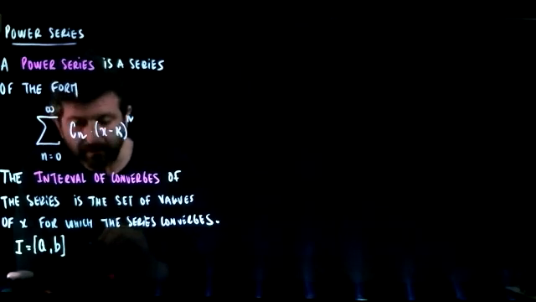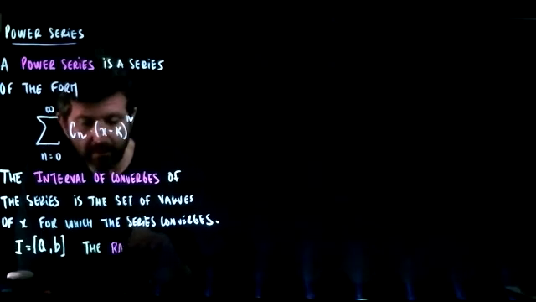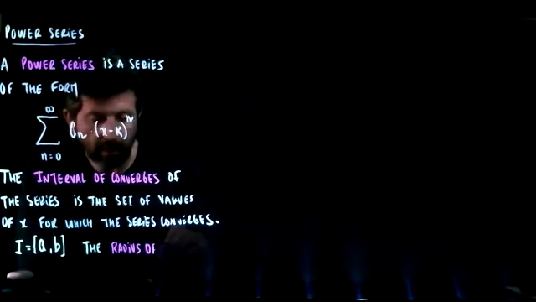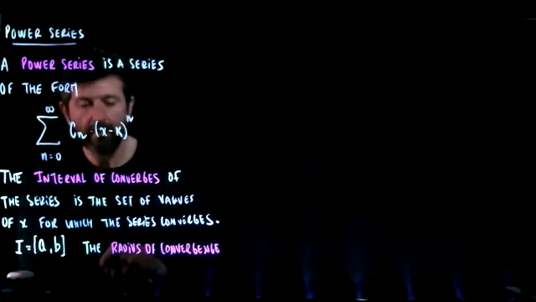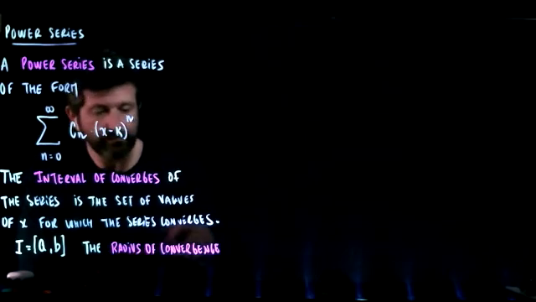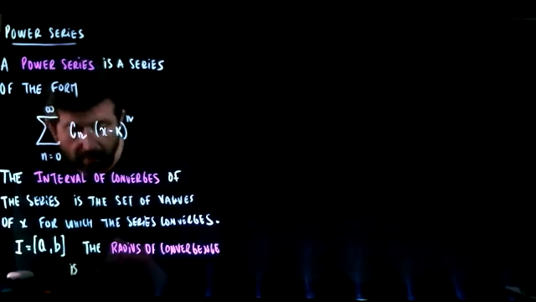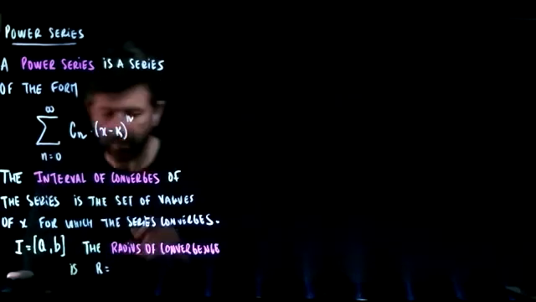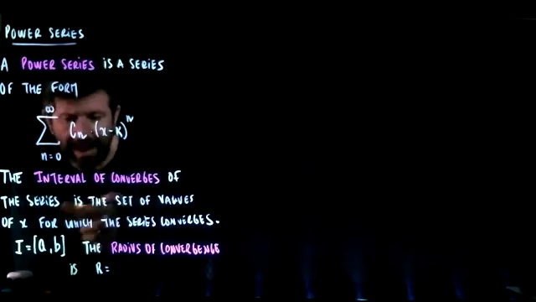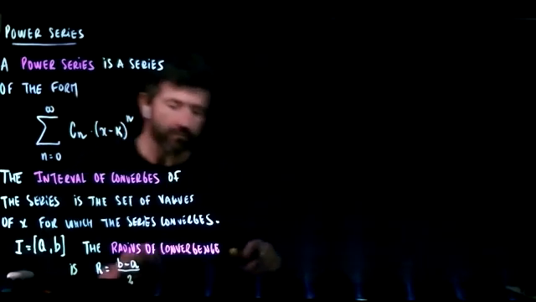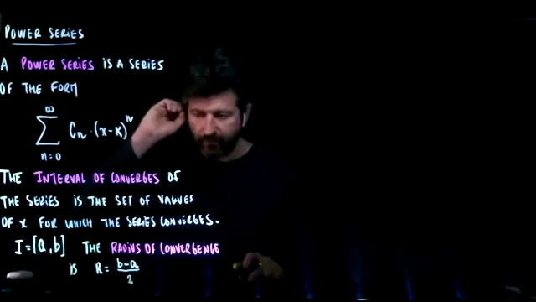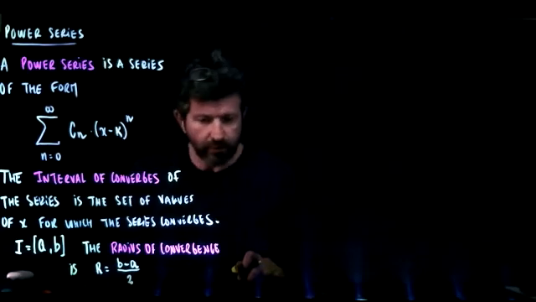And the radius of convergence, another definition, is R, which is equal to half the length of the interval. So you take the length of the interval, B minus A, and you divide it by 2. That will give you the radius of convergence, always.